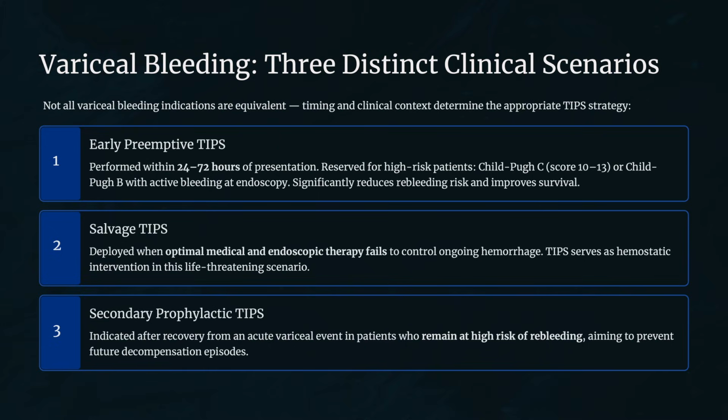Then we look at the category of what we call salvage TIPS, and this is typically for patients who, despite optimal medical and endoscopic therapy, continue to have ongoing bleeding. TIPS is essentially used as salvage therapy to stop the bleed. And then the last category is what we call secondary prophylactic TIPS. This is typically for patients who've recovered from the acute variceal event, but still remain at high risk of a rebleed. So that covers your variceal bleeding population.